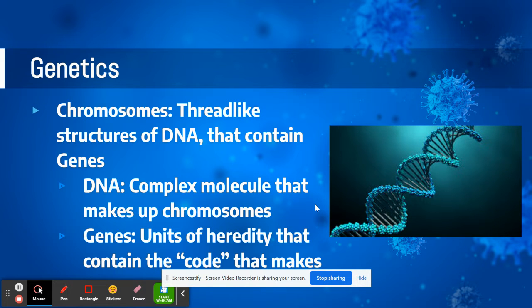When we're talking about genetics, we are talking about chromosomes and DNA, which will not be popping up on your quiz on Thursday or on the test. But you should all know what chromosomes, DNA, genetics and genes are. This is just a recap: chromosomes are the thread-like structures of your DNA, which is the complex molecules that make up your genetic code. Genes are the units of heredity that contain this code that makes us who we are.